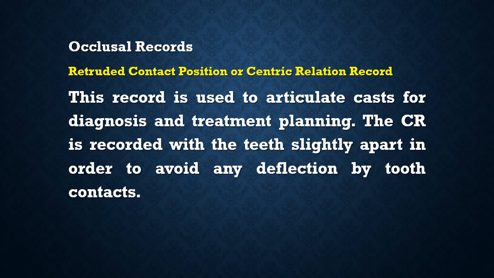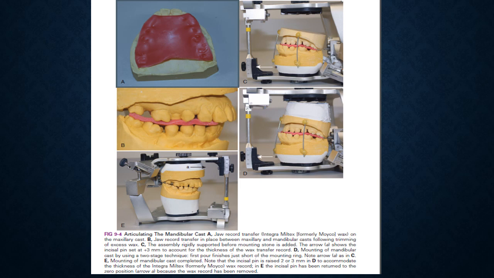If you want to transfer the centric record by using an interocclusal wax, the patient should not penetrate the wax. The teeth should be slightly apart. As you can see, to transfer the record from the patient's mouth to the articulator, you can use a wax which is slightly adapted on the cast, and then the wax is transferred after you guide the patient to close into centric relation, as I said, with the teeth slightly apart without any perforation. Then you transfer the record, as you can see in these figures, from the patient's mouth to the articulator, and then do mounting.